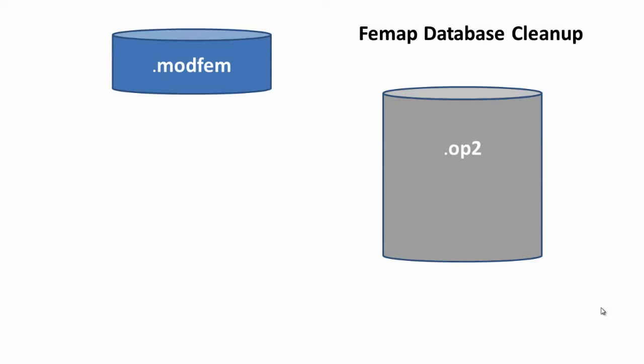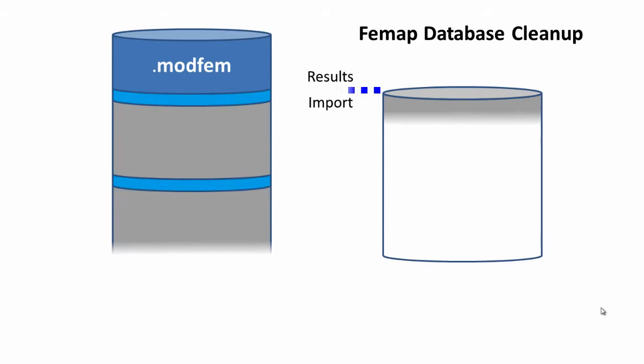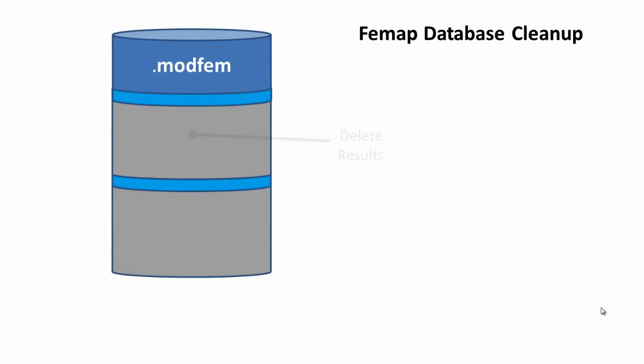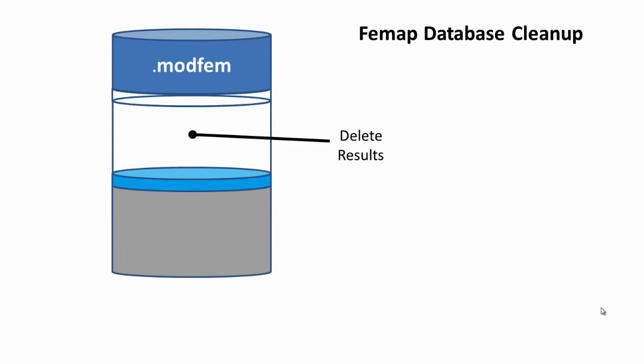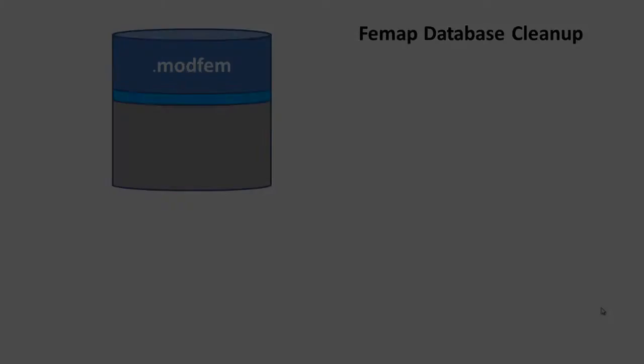FEMAP performs a database cleanup during a save to release any unused space and automatically compresses the database. This reduces the database size by freeing up previously used space, for example, after results output has been deleted.